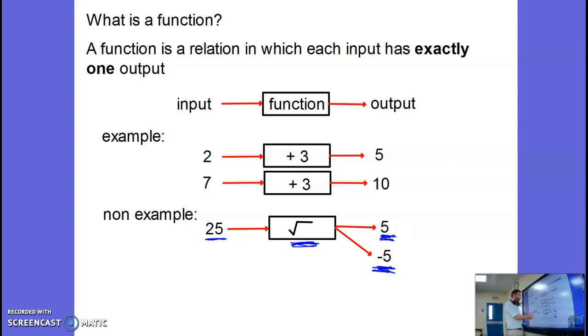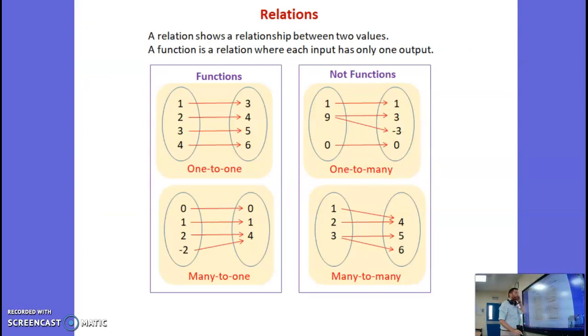This is called a one-to-many relation. Here we have a one-to-one relation because every individual input has a single output. This one we have one-to-many, and that's not a function. If there are many outputs for the same input, not a function. Let's look at that in a sort of diagram here.